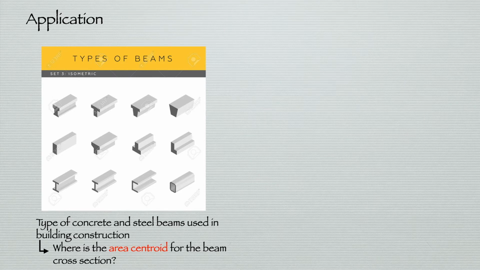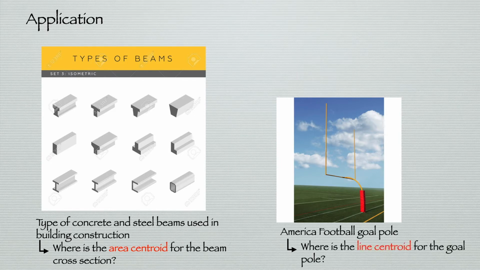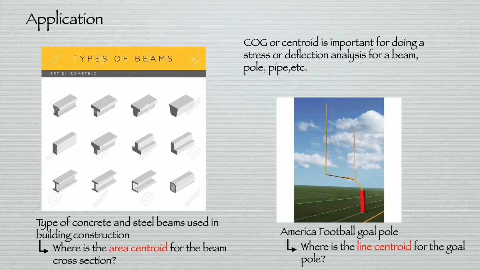Because we need to determine the centroid location of this beam, because we need to do the analysis of the strength and the stress of the beam. Another example of the application is this American football goal pole. So where is the line centroid for the goal pole? Because we use the centroid to do the stress analysis to determine the deflection of the beam and the highest stress of the structure, either pole, spine, beam, etc.